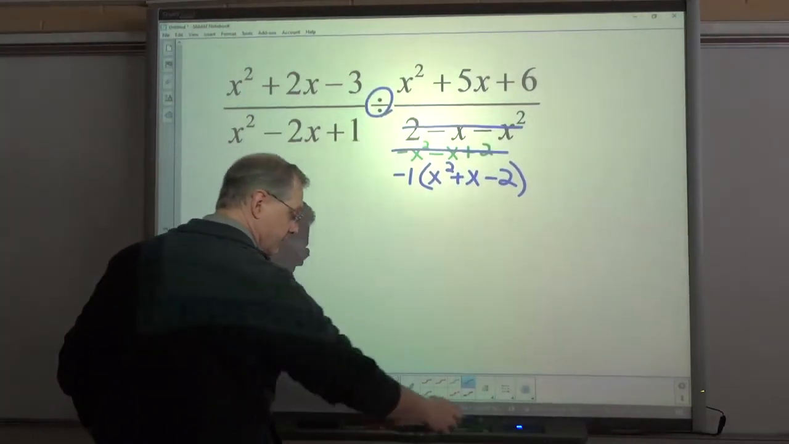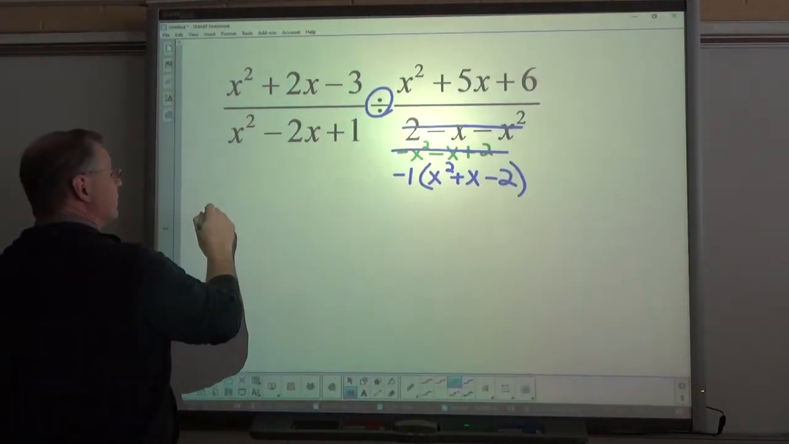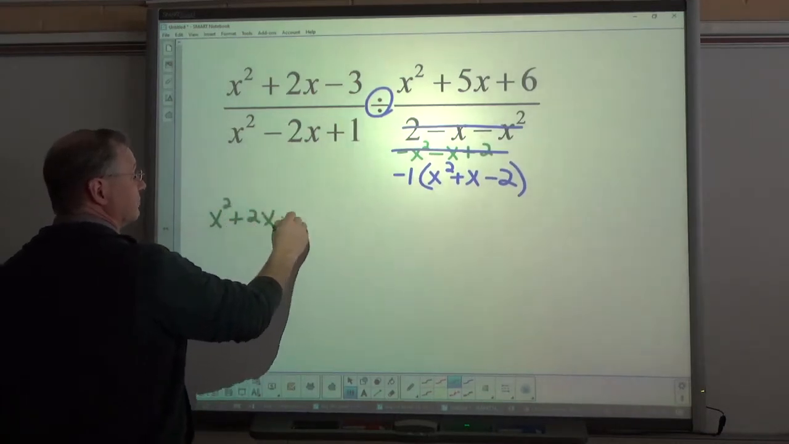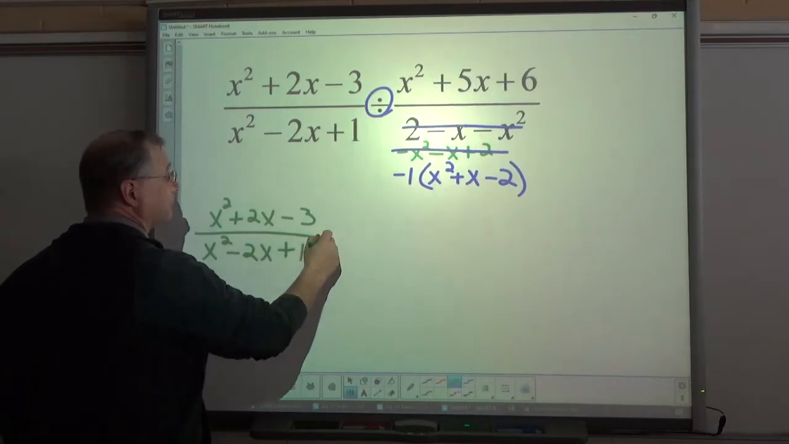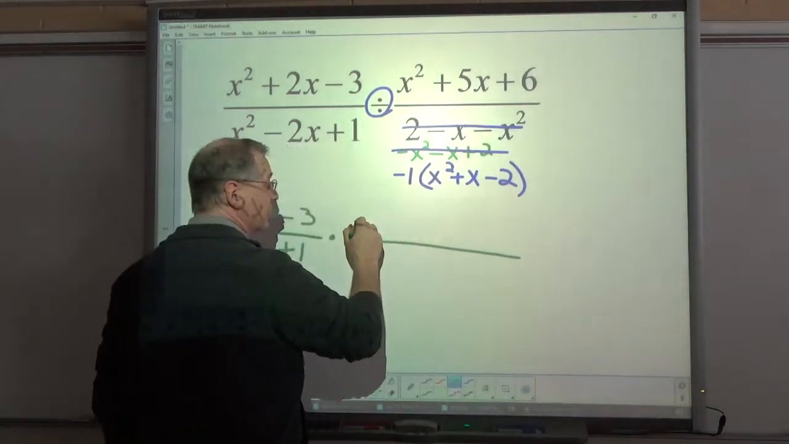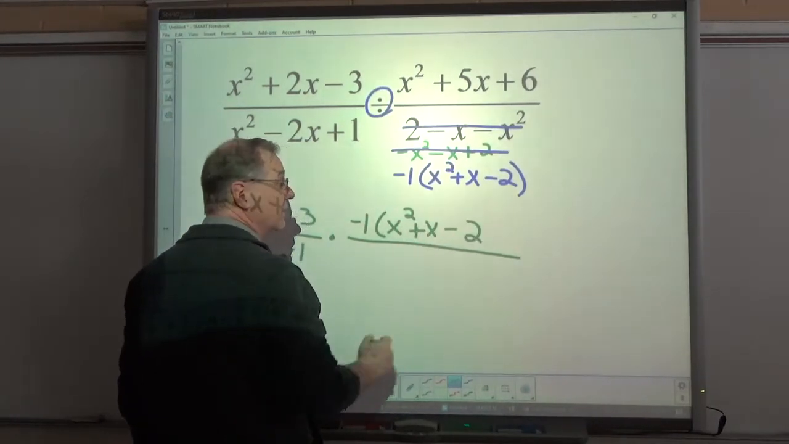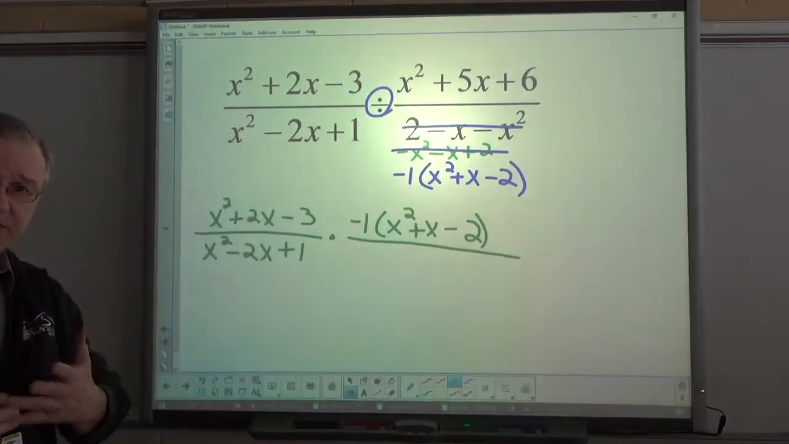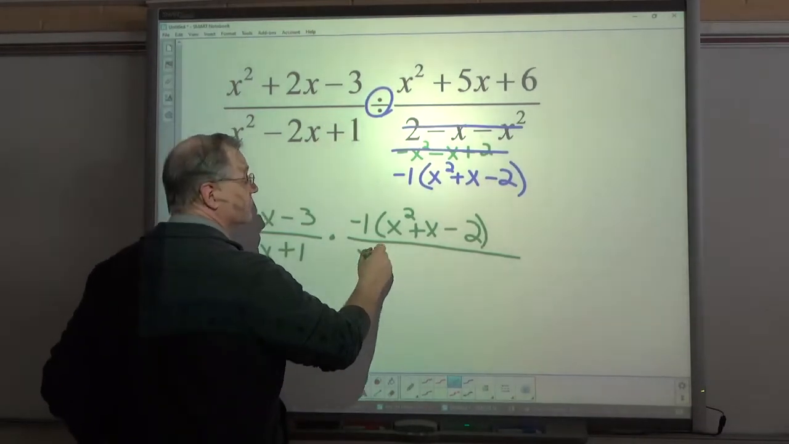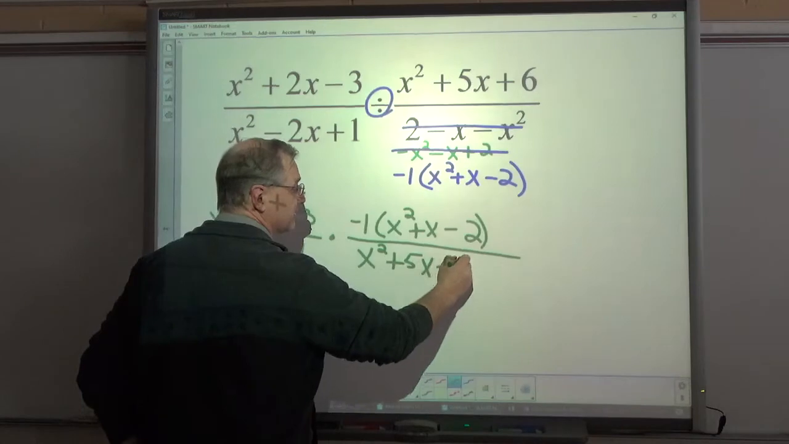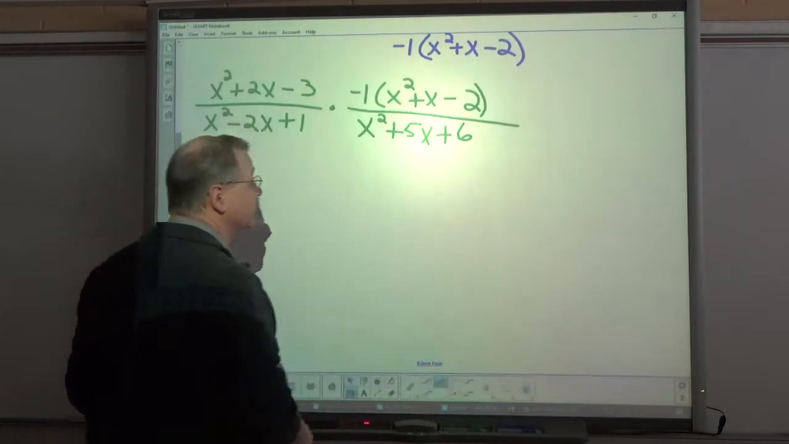I've got division, so I'm going to change that by multiplying the reciprocal. So I've got x squared plus 2x minus 3, x squared minus 2x plus 1 times, this one's going on top, negative 1, x squared plus x minus 2. Now again, you could be factoring these as you flipped it, but just on the safe side, I'm not doing that yet, but you could. X squared plus 5x plus 6. Again, you could be factoring these as you go along. I just didn't do it yet.